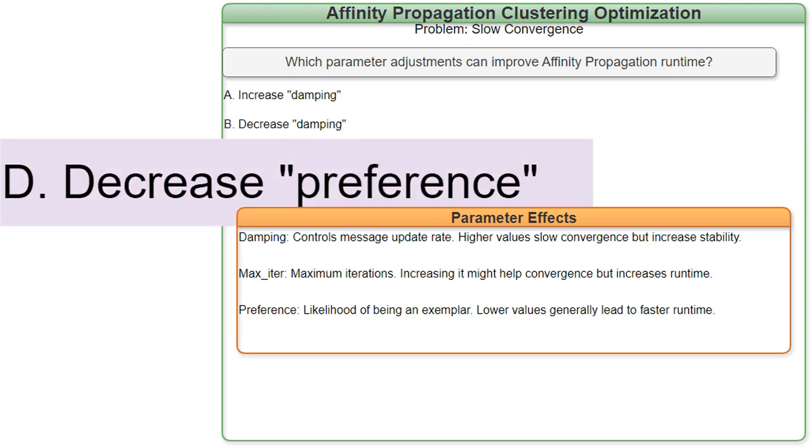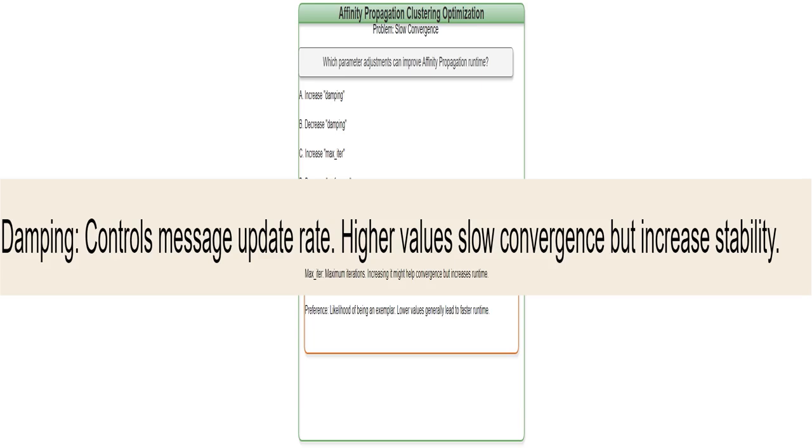I could also decrease the preference parameter. A lower preference means fewer points are likely to become cluster centers. This usually leads to fewer iterations and faster convergence. Think of it like reducing the number of starting points for the algorithm. The damping parameter controls how quickly the algorithm updates its internal messages. A higher damping value means slower updates, which promotes stability and prevents oscillations, a trade-off for faster convergence.